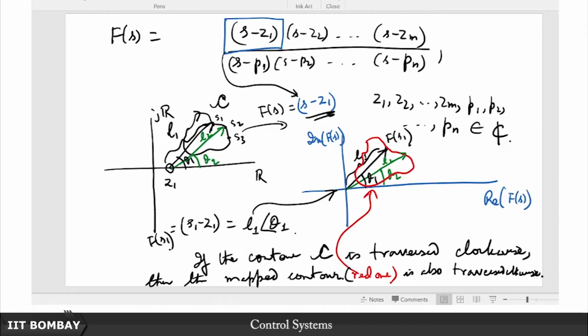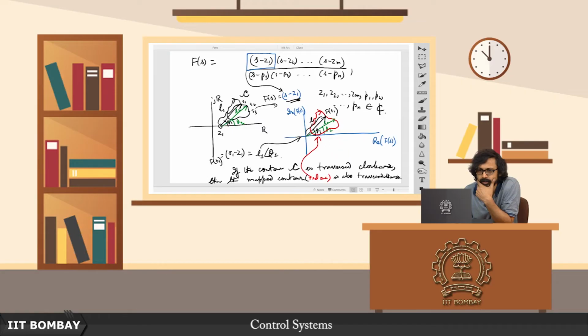So even this is traversed in the clockwise direction, because you see, as you move around this, if this is moving clockwise, this is also moving clockwise. So from fs1 to fs2, if you go here, let us say this is fs2, that also entails a clockwise movement. But the most important point, which is something I have not mentioned over here, is what is the net rotation of this red contour around the origin.